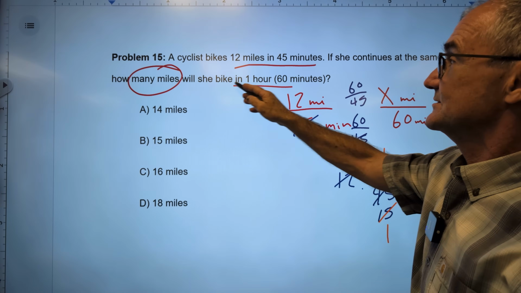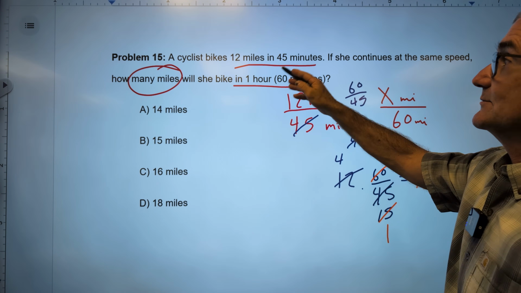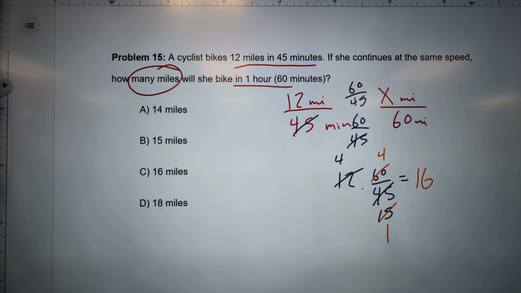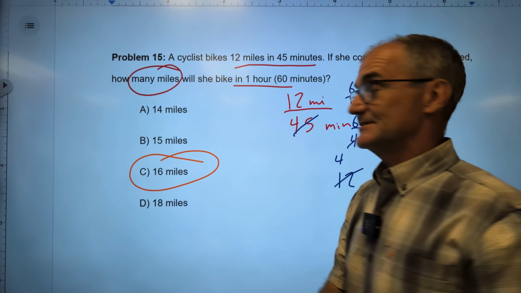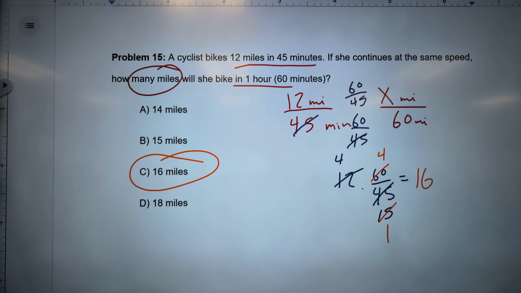Step 5, double check that you're solving for the correct thing. How many miles will she bike in 1 hour? I'm expecting it to be more. 16 is a good number. Correct answer, answer C.